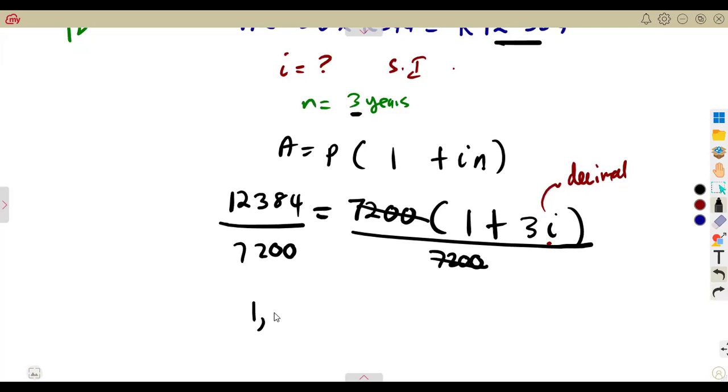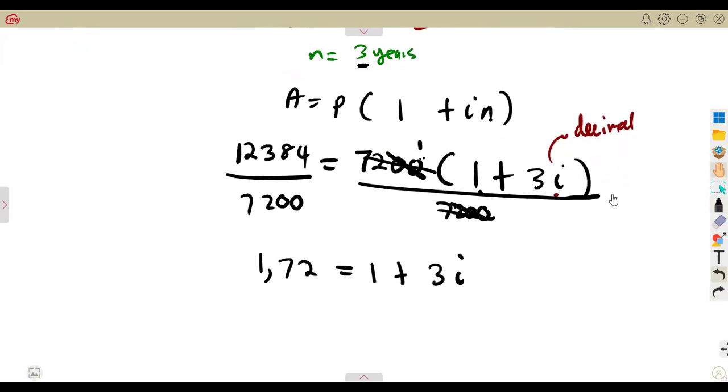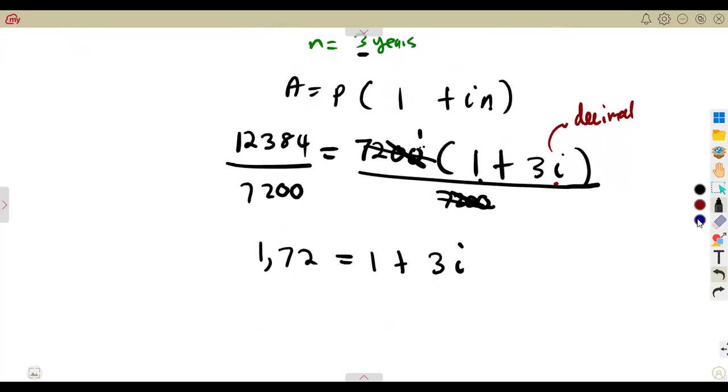So it is going to give us 1,72, which is equal to, thus we've got a 1 when you divide it here. So it's 1 times 1, which is 1; expand, distribute the bracket. 1 times 3i, which is 3i in that case. Remember I being the interest rate. So you can take this 1 to the other side, it becomes a minus 1 there. So that's 1,72 minus 1, which is 0,72, equal to 3i.